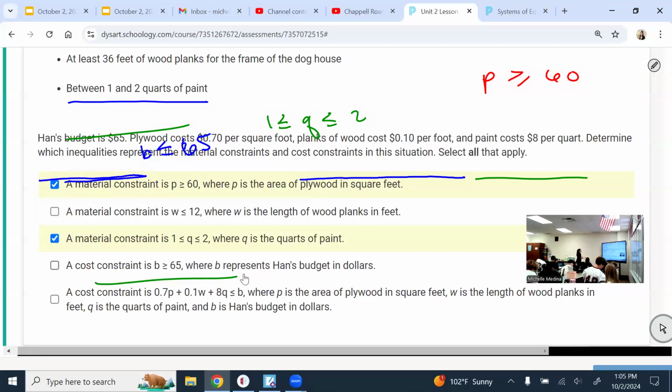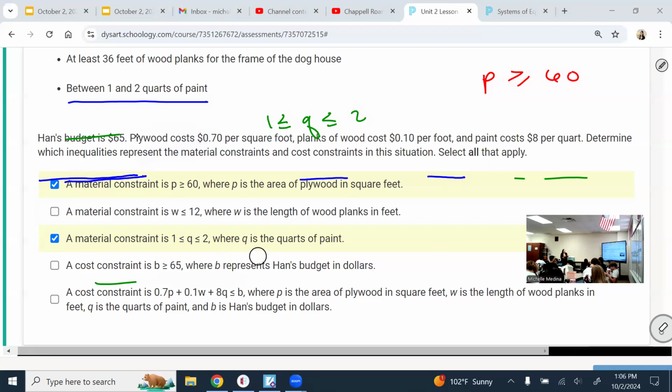So now it's relating to the budget, which is dollar amounts. That's where you now relate it to the dollar amounts that it costs. So the plywood was 70 cents. Does 0.7P represent the plywood? Is that the same as saying the plywood is 70 cents? Okay. For the wood planks, that was 10 cents per foot. Is 0.1W the same? For the paint, it was $8 per quart. Is 8 times Q going to give me the amount for that?